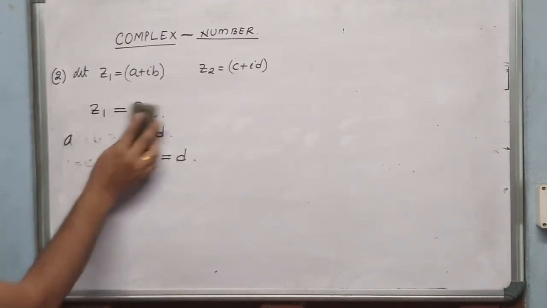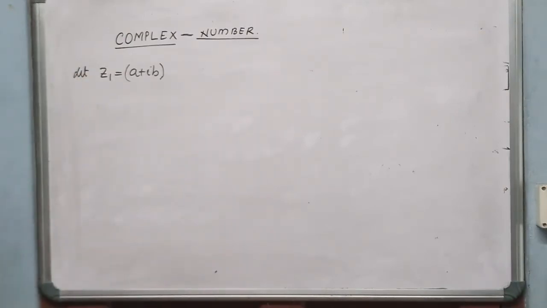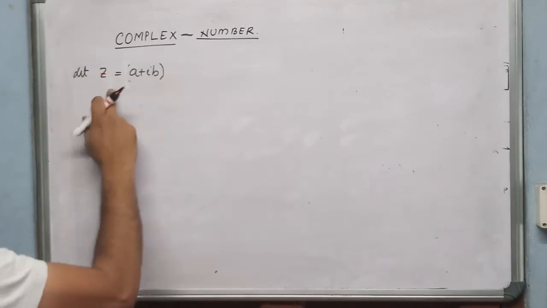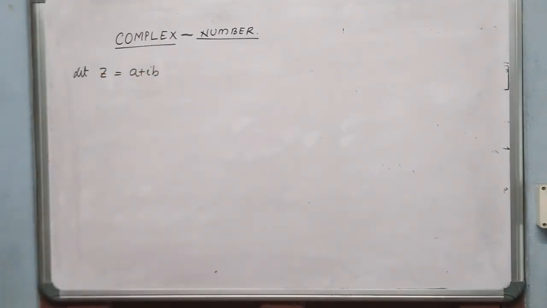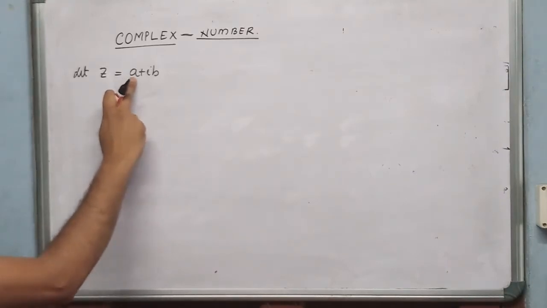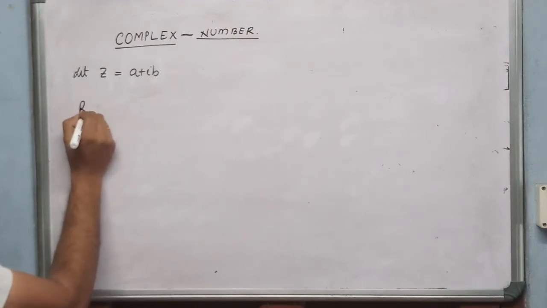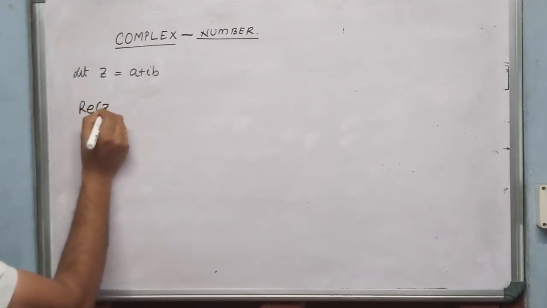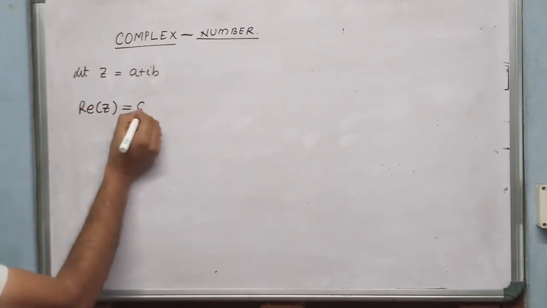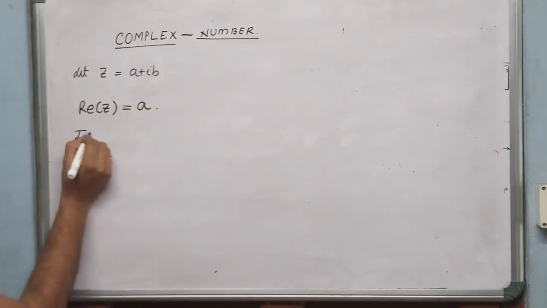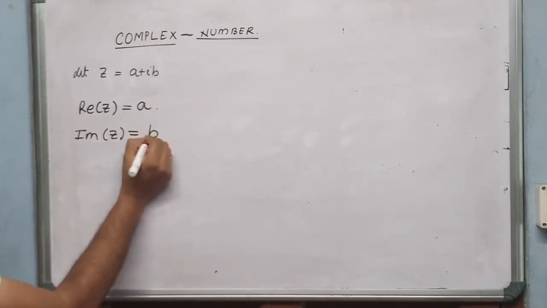Now next, property number 3, conjugate. But before doing the conjugate, say Z equals a plus ib is a complex number. I'll take an example of this. This is called real and this one is called imaginary, and we can represent it by Re of Z. Re Z means the real part of Z, which is a. Im of Z means the imaginary quantity of Z, which is b.